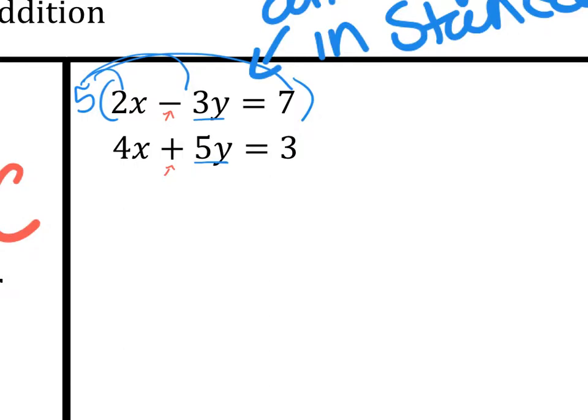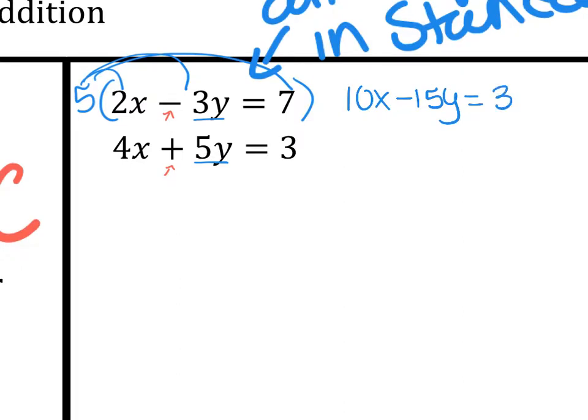We chose it because it will get us to 15, which is a common multiple of 3 and 5. You'll see in a second. So we multiply, and we'll have 10x minus 15y.